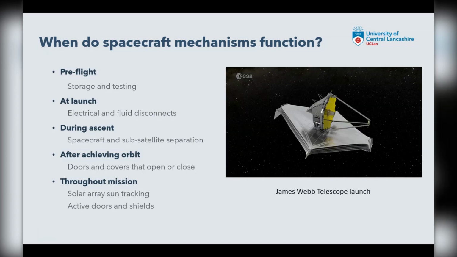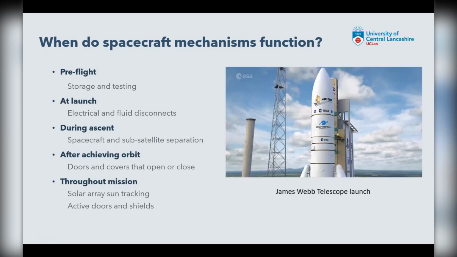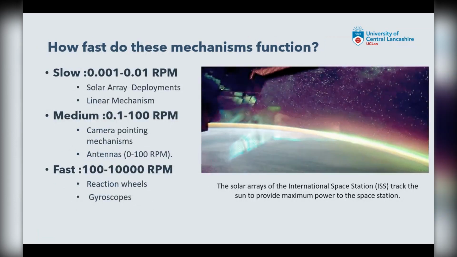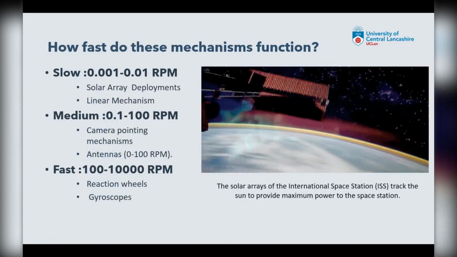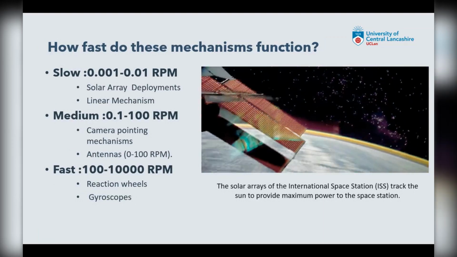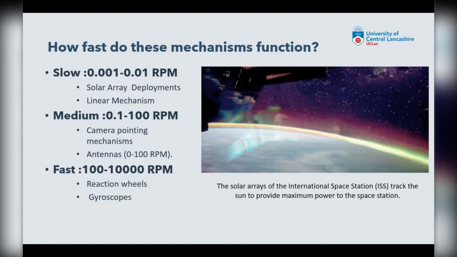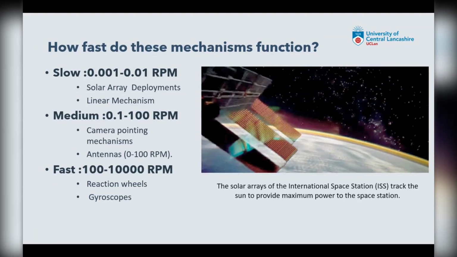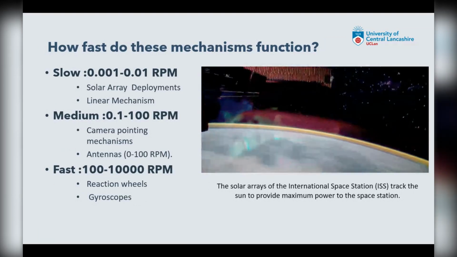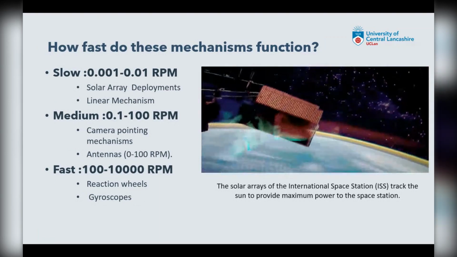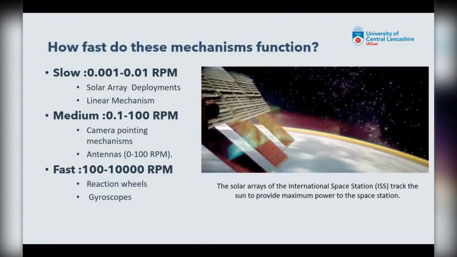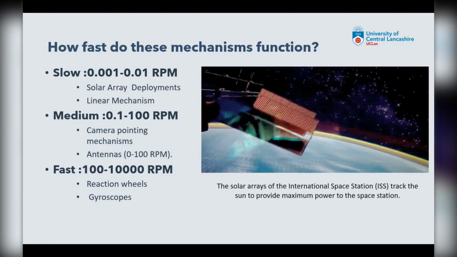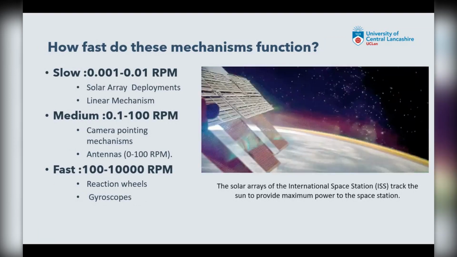Okay, so there are a lot of mechanisms in space. Let's see how fast these mechanisms function. We have both rolling and linear motions, but here I'm considering only rolling motion. We have slow moving parts like solar array deployments and solar array driving mechanisms, as we call them, medium-speed ones like camera pointing mechanisms and antennas, and fast-moving mechanisms like reaction wheels and gyroscopes.